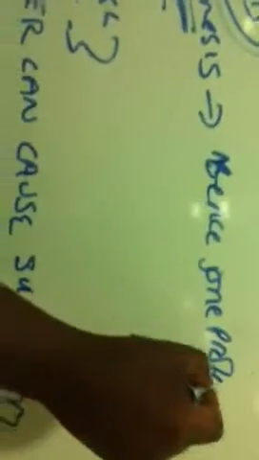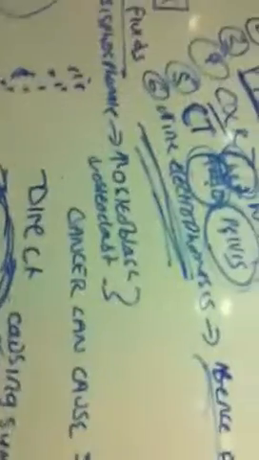Bence Jones proteins are derived from light chains of the monoclonal antibodies secreted by multiple myeloma, which are found in the urine, and you can detect them by doing urine electrophoresis. So how do we treat hypercalcemia? Simple. They're having polyuria and polydipsia. They're very dehydrated. What happens to the calcium levels in the blood?